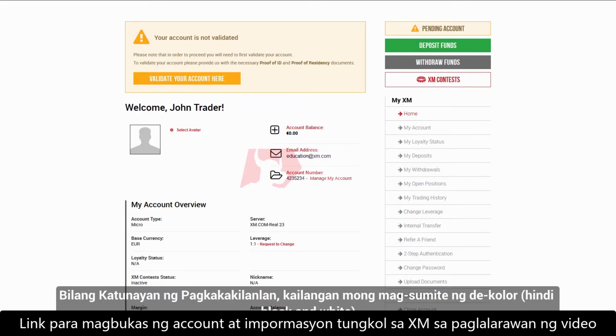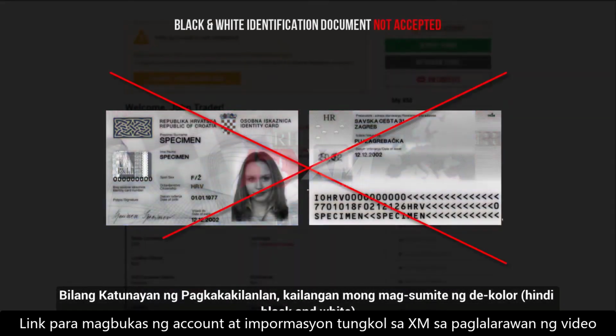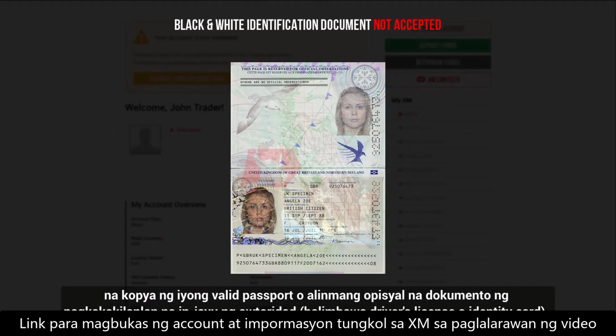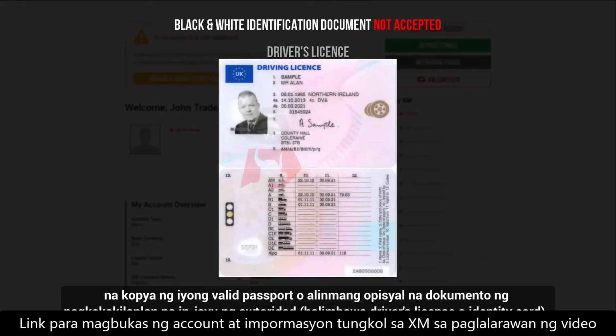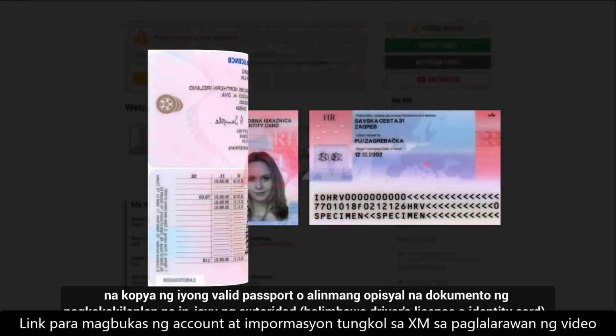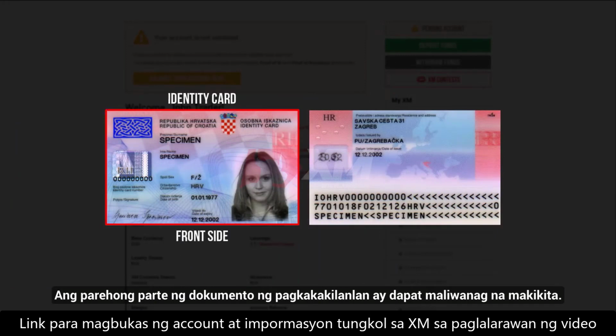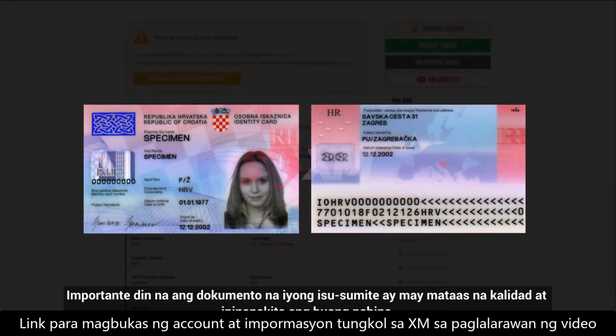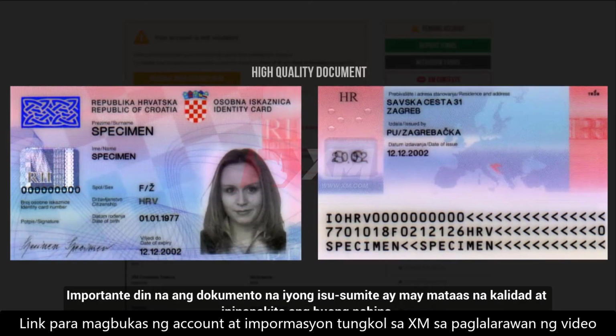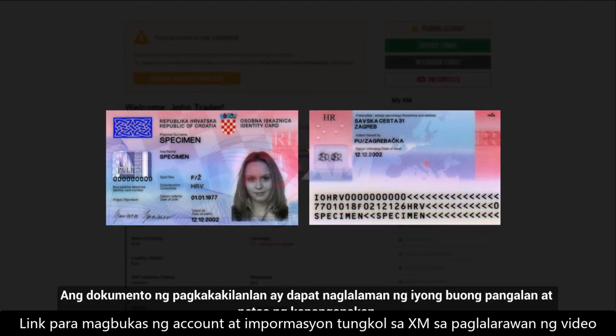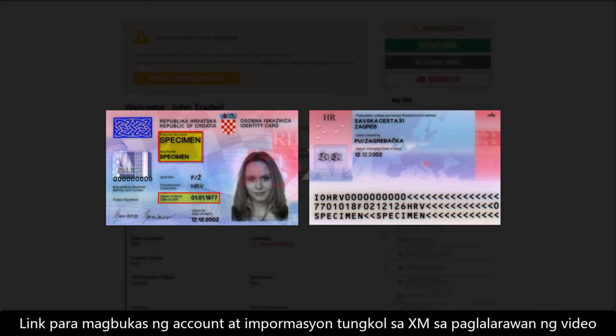As proof of identity, you need to submit a color, not a black and white, copy of a valid passport or other official identification document issued by authorities, for example, a driver's license or any identity card. Both sides of the identification document need to be clearly visible. It is also important that the document you submit is of high quality and it displays the full page. The identification document must contain your full name and your date of birth.